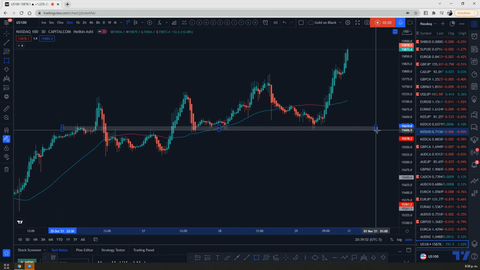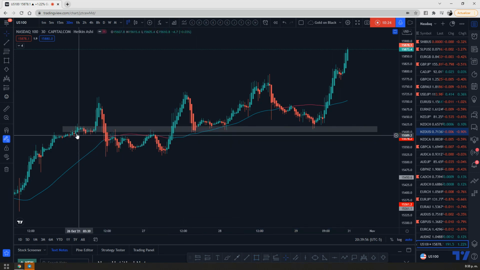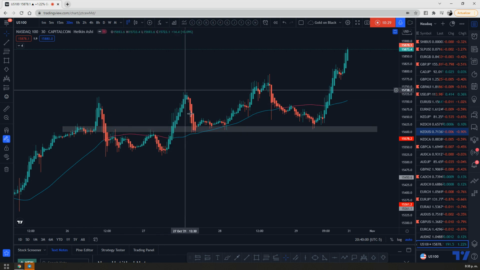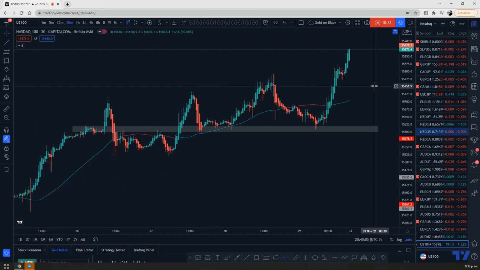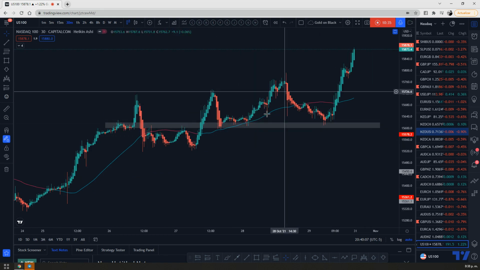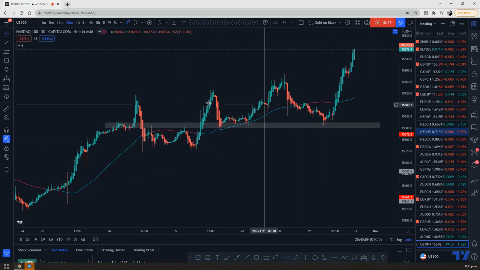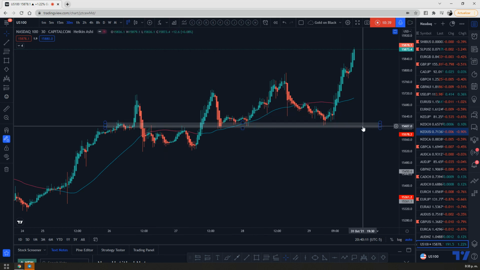Yeah, it is definitely an important zone right here. Price has touched, broke, retested, retested, broke, retested, retested. So it's multiple retests right there. So let's say you want to look for a buy. You're seeing multiple touches. You are on top of a support right there.